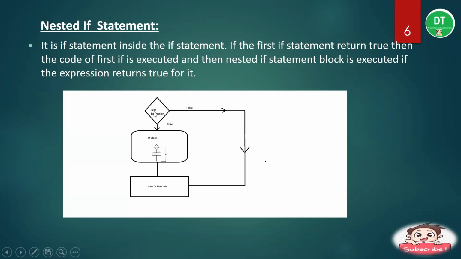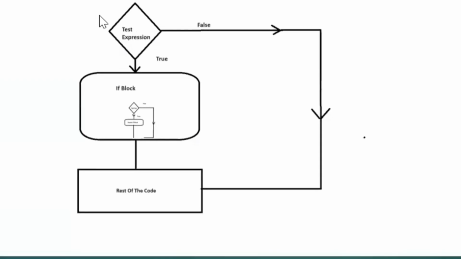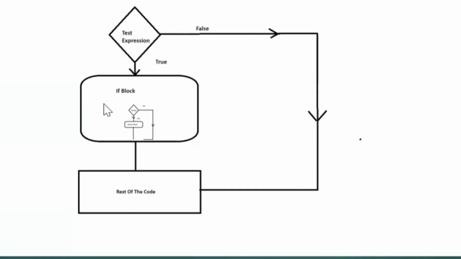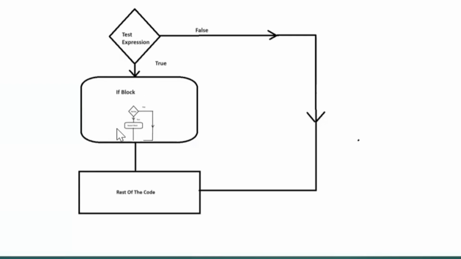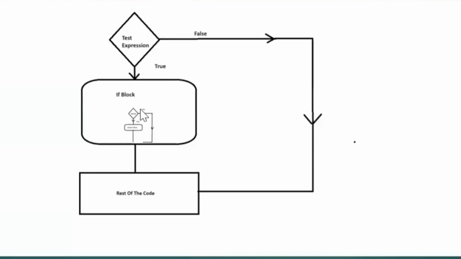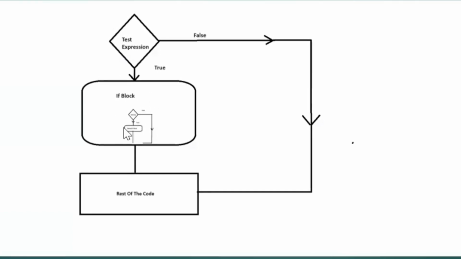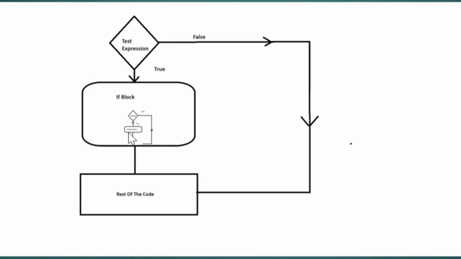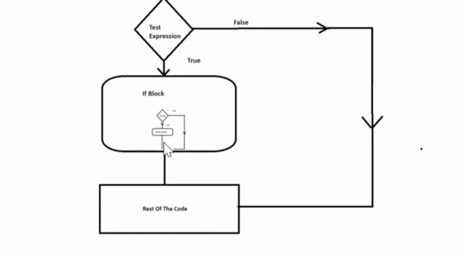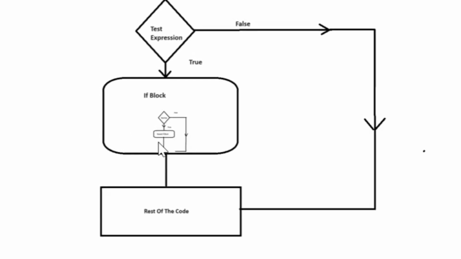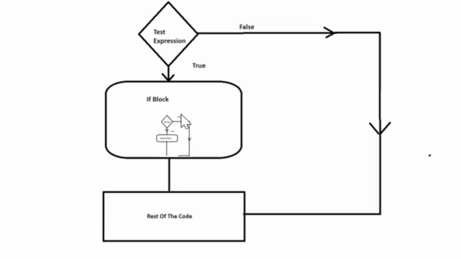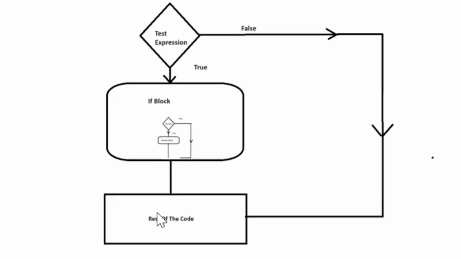Here in the figure, you can see that first the condition is checked and if it returns true, then it will go into the if block and the if block code will be executed. And inside this if block, there will be one more if block present, which we call here the nested if block. So the nested if block expression will be checked. If it is true, then the compiler will go into the nested if block and it will execute the code present in the nested if block. And after that, it will come to the outer if block, and from the outer if block, it will come to the rest of the code. If the condition returns false, then it will not go into any of the if blocks and it will directly go to the rest of the code.